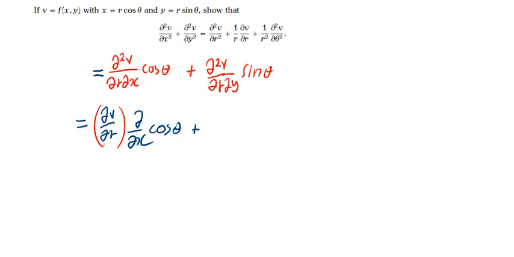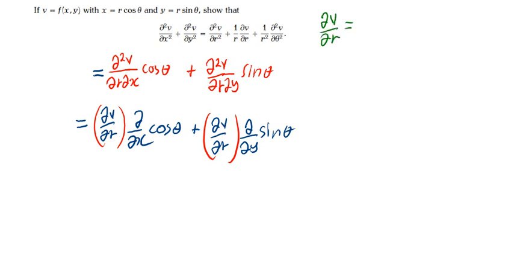So this is going to be plus, you do the same here. When you break this one down, it's just going to be partial of v with respect to r like that. Then what is going to remain is your partial of y, then sine theta. But remember, we earlier found partial of v with respect to r to be partial of v with respect to x times cos theta, plus partial of v with respect to y times sine theta. So what we do here is just a matter of substituting.